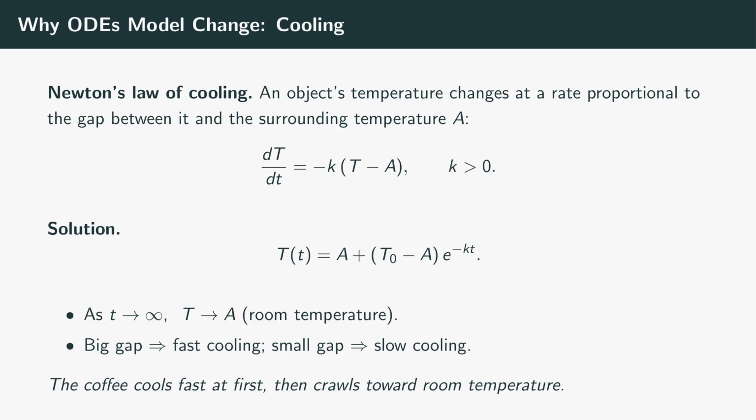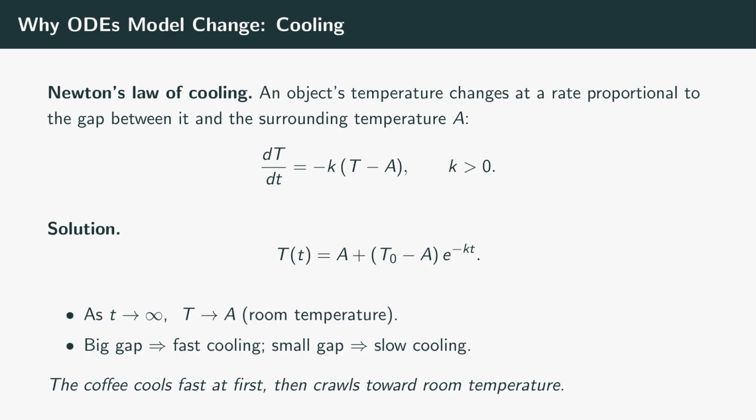The solution is T equals A plus the quantity T naught minus A times e to the negative kt. Read what it says. As time goes to infinity, the exponential dies away and the temperature approaches A, room temperature, exactly as you'd expect. And the rate depends on the gap. When the object is much hotter than the room, the gap is large and it cools fast. As it nears room temperature, the gap shrinks and the cooling slows to a crawl.